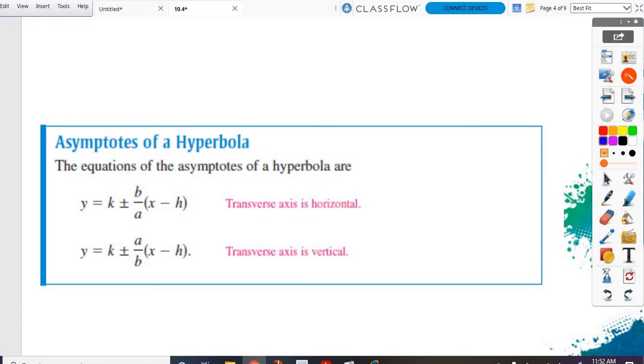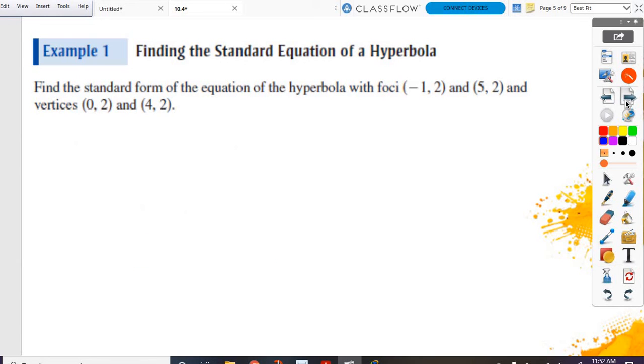Okay, so let's look at an example. This says, find the standard form equation of the hyperbola that has foci at (-1, 2) and (5, 2), and vertices at (0, 2) and (4, 2). So what might it be helpful to do? Draw a picture. Draw a rough sketch.